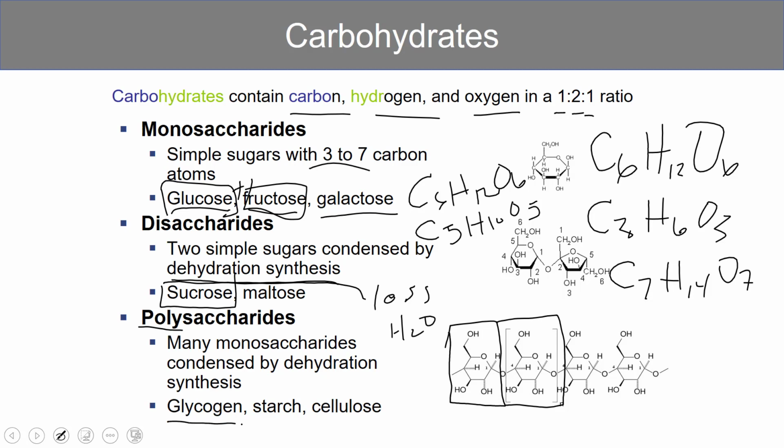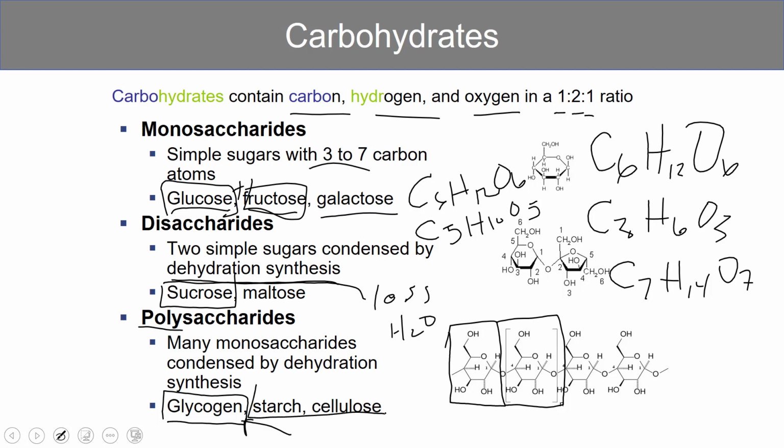Glycogen is how we store sugars in our body. This is going to come up again, so please commit it to memory. It is how we store sugars in our body. It's the polysaccharide that we store. We store glycogen in our skeletal muscles, for example.